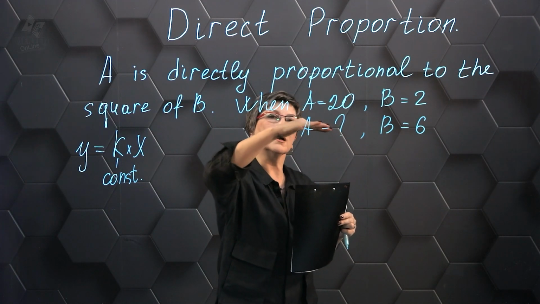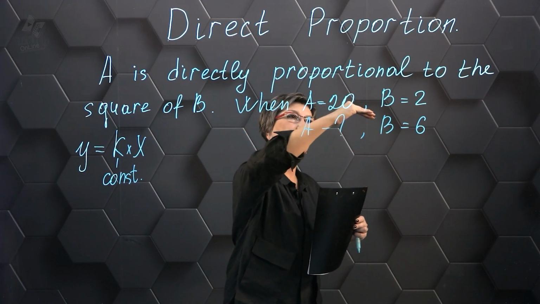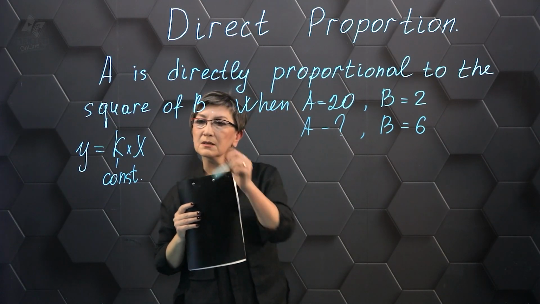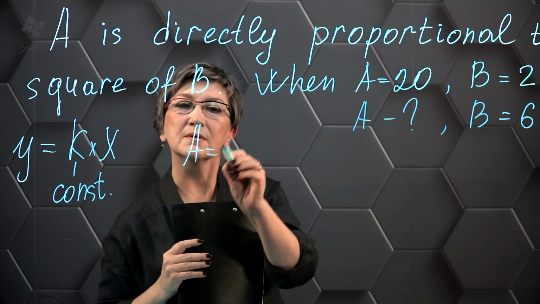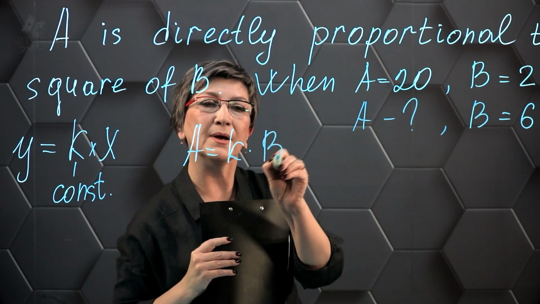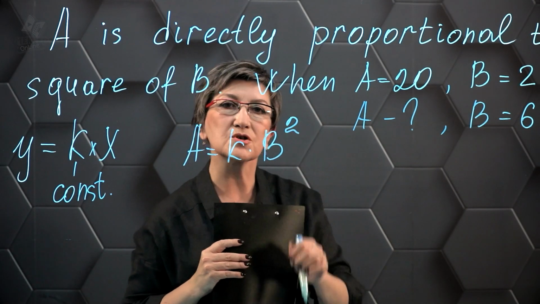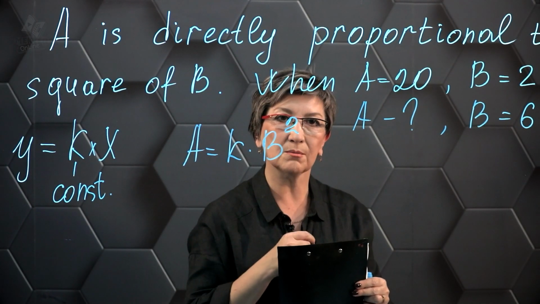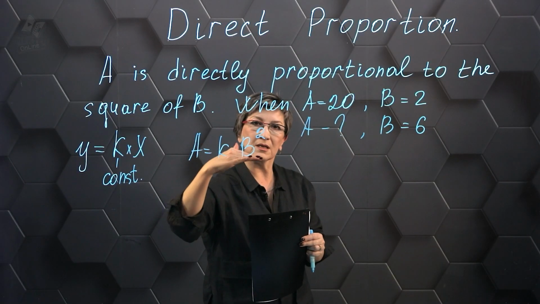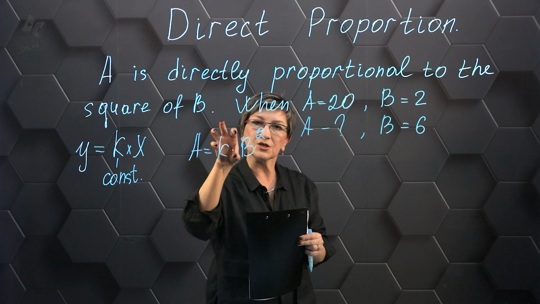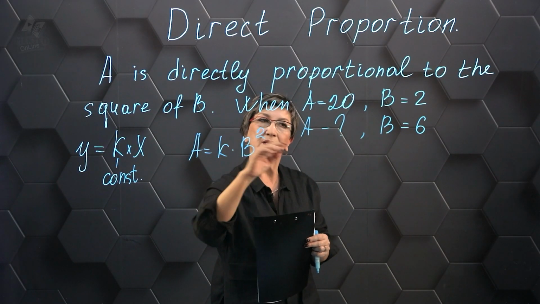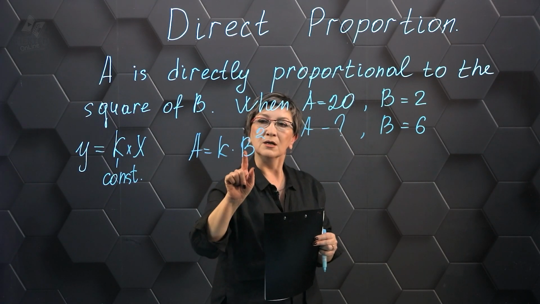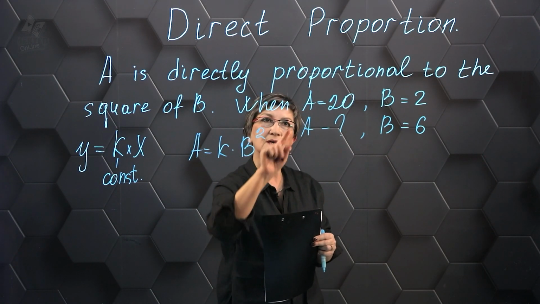From our condition, the quantity A is proportional to the square of the number B. So we write A equals K times B, and in this case squared, because the condition gives the square of the number B. Using this expression, we will again find the coefficient K in order to subsequently find the value of A. But we will square B.